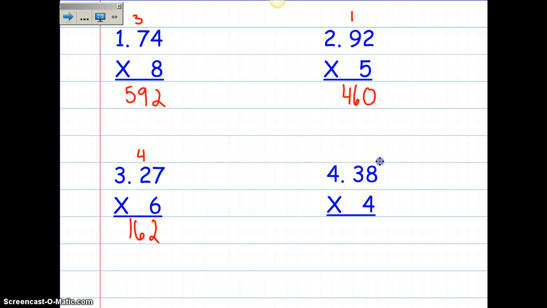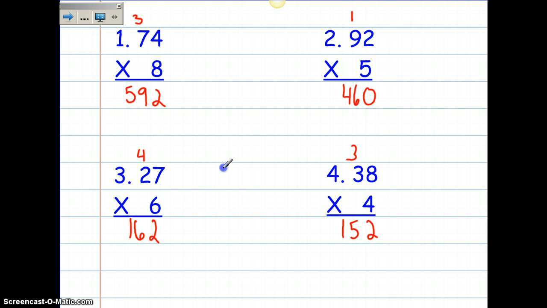Next example, 8 times 4, ones place times ones place. That's 32. Carry the 3. Ones place times the tens place. 4 times 3 is 12. Plus 3. Remember, I'm adding this 3. I'm not multiplying. So it goes multiply, then add. 12 plus 3 is 15. So my answer is 152.